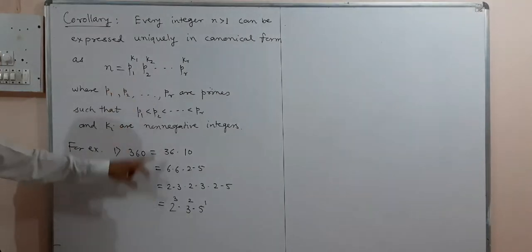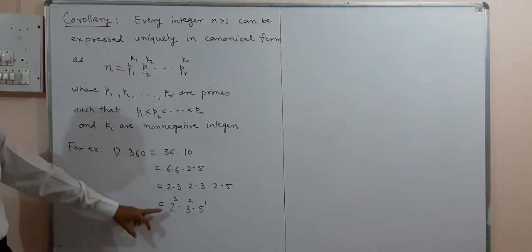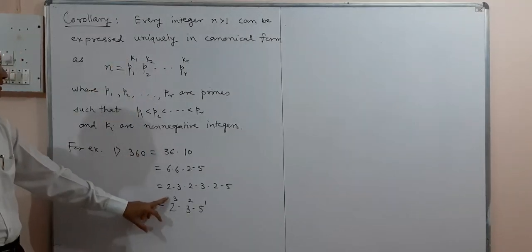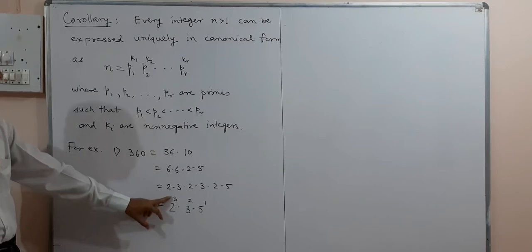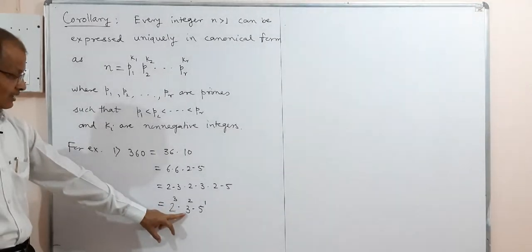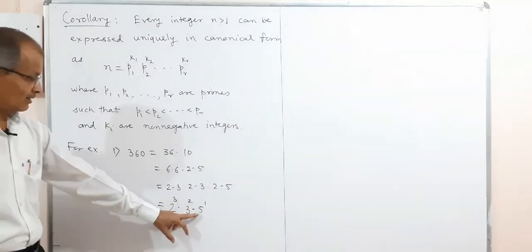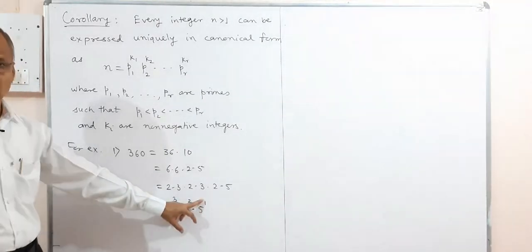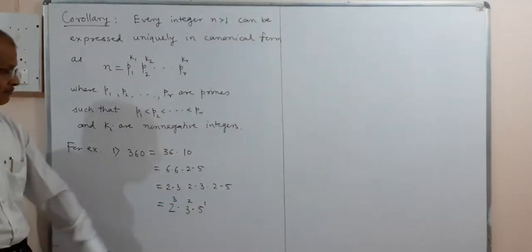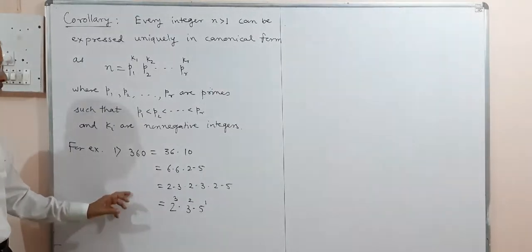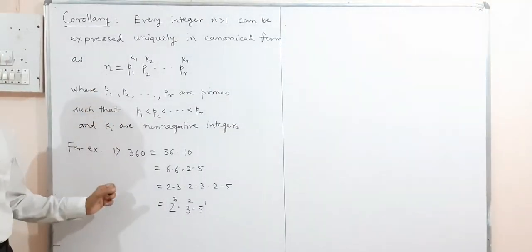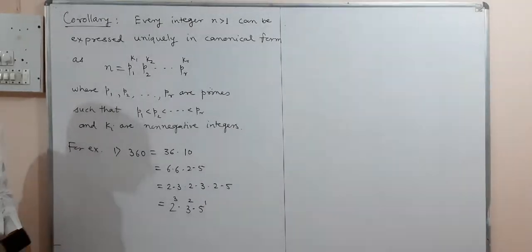So this is written in the same form, p1 raised to k1. Here p1 is 2, k1 is 3, p2 is 3, k2 is 2, and p3 is 5, and k3 is 1. So this form is known as the canonical form of integers.